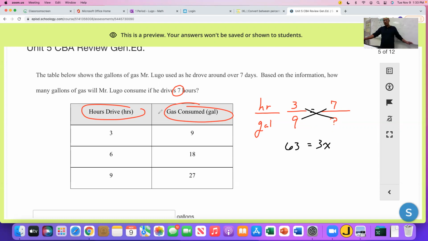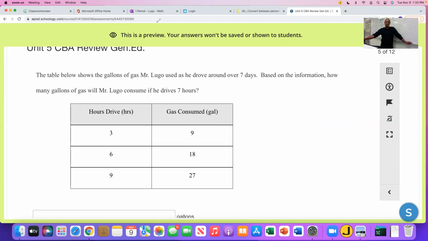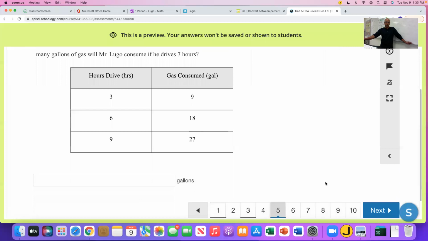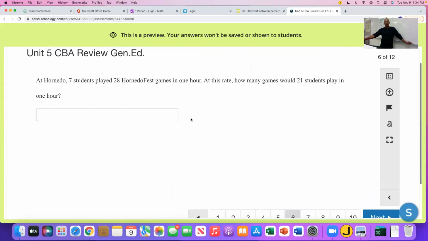There's other ways. Some people have noticed the pattern that each time the relationship between hours and gallons is you're multiplying by 3. Multiply by 3, multiplying by 3. So they said, well, if you multiply 7 times 3, that would give you 21. Yes, that works, but I want to see you guys get used to writing the ratio in words, writing the ratio that is given to you, and using that to find an equivalent fraction, just like we've been doing every single day in class.